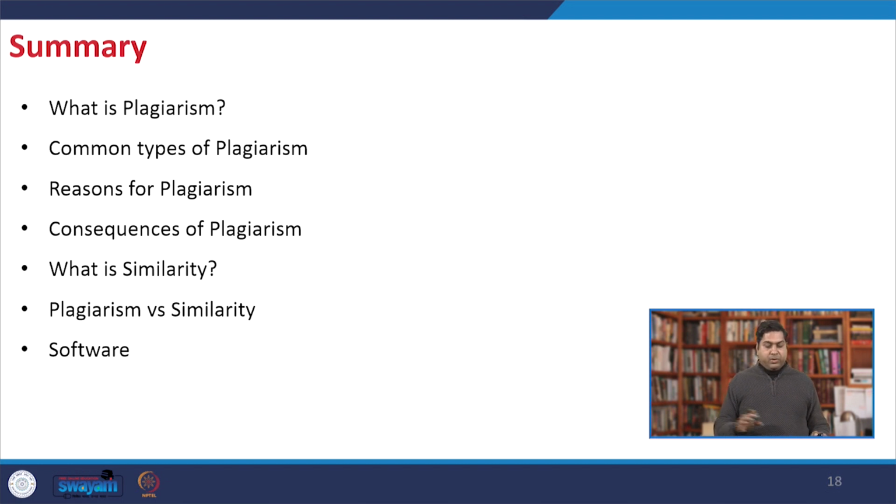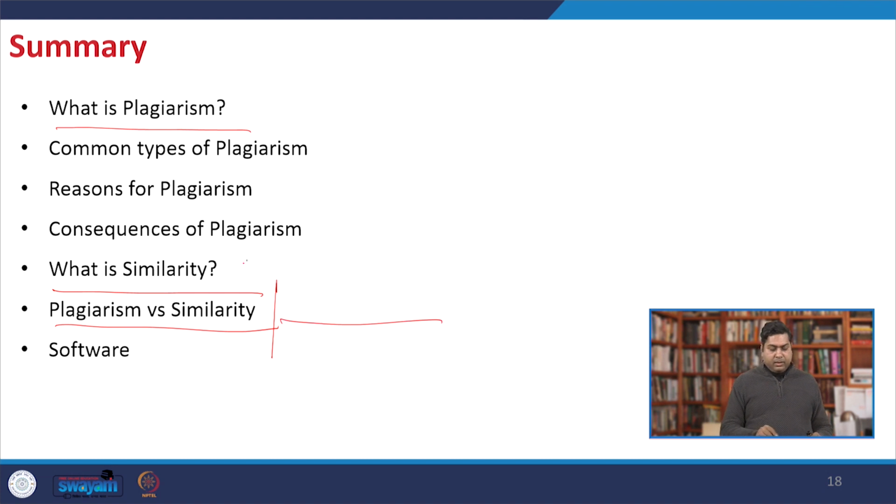So this is the overall summary. Here we understood what plagiarism is, what similarity is, and the difference between them. Similarity becomes plagiarism when it is not properly cited. That is the catch. Then we covered the consequences of plagiarism, which include damage to academic reputation and even suspension from the job and profession. Then the reasons for plagiarism, common types, etc.